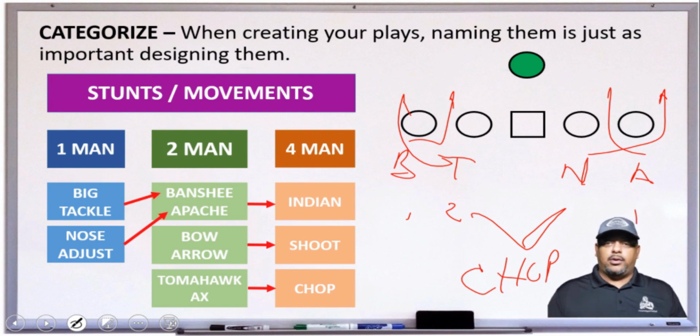What does a bow and arrow do? Oh, that's right, coach. It shoots. What does a tomahawk, what does an axe do? They chop. So when you hear the word chop, it's a tomahawk on one side. It's an axe on the other side. When you hear the word shoot, it's a bow on one side. It's an arrow on the other side.